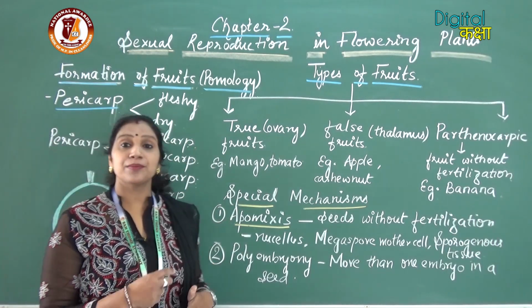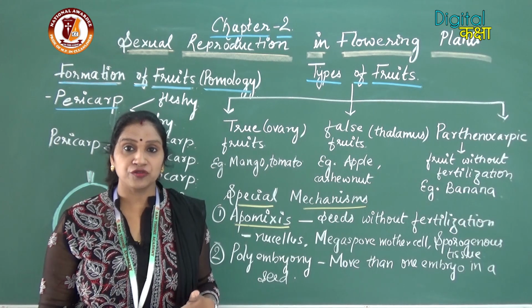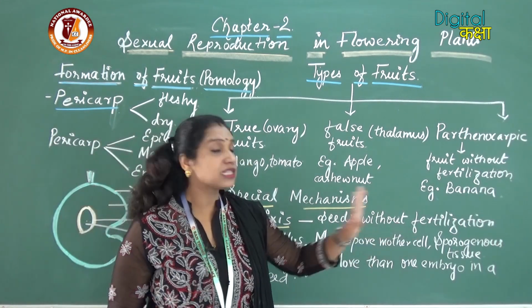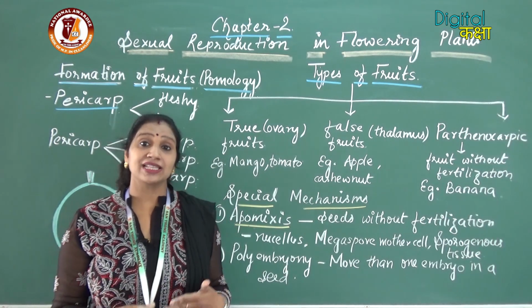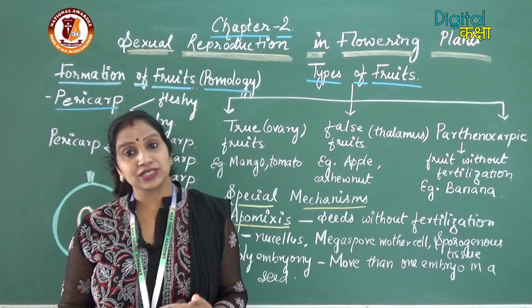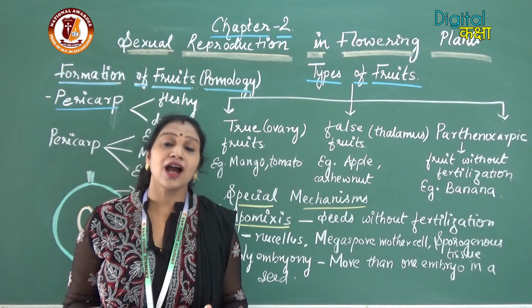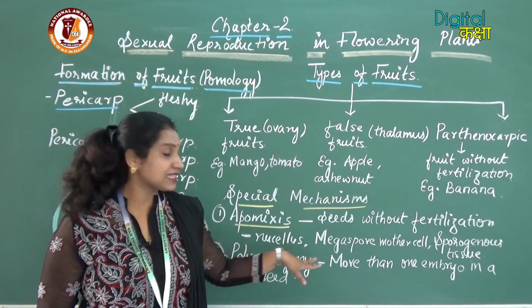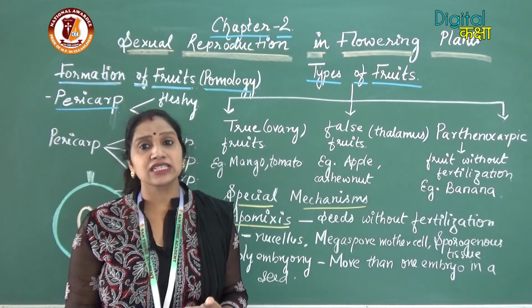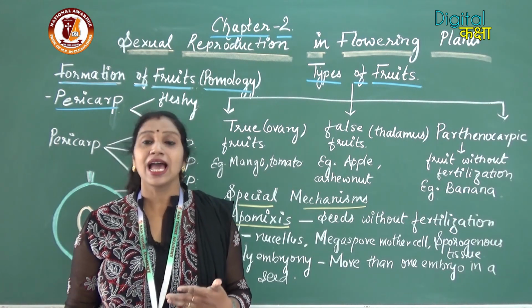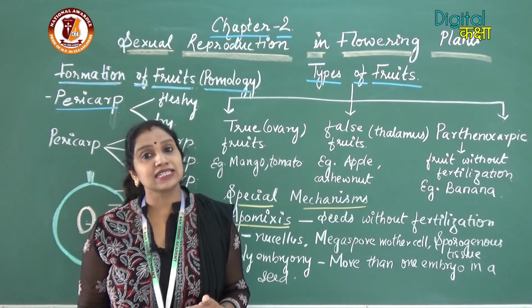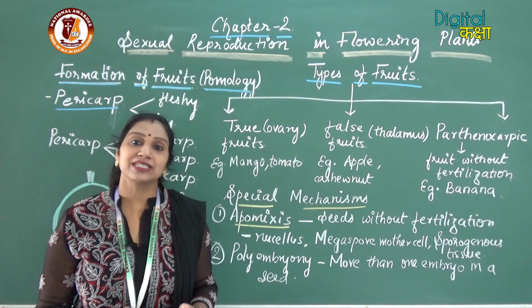As you know that many parts of the ovule, like the nucellus, megaspore mother cell, sporogenous tissue, or we can say the cells of sporogenous tissue, they all are diploid in nature. So, if these cells directly get converted into seed and are capable of forming the new plant, such seeds are called apomictic seeds.